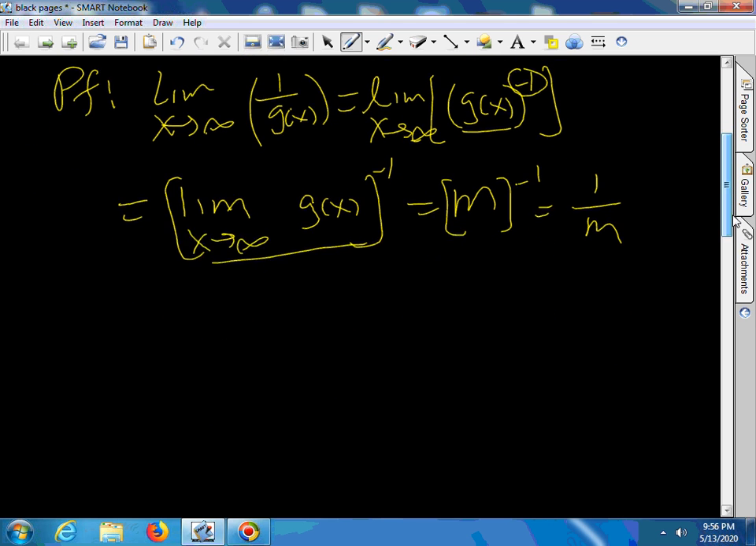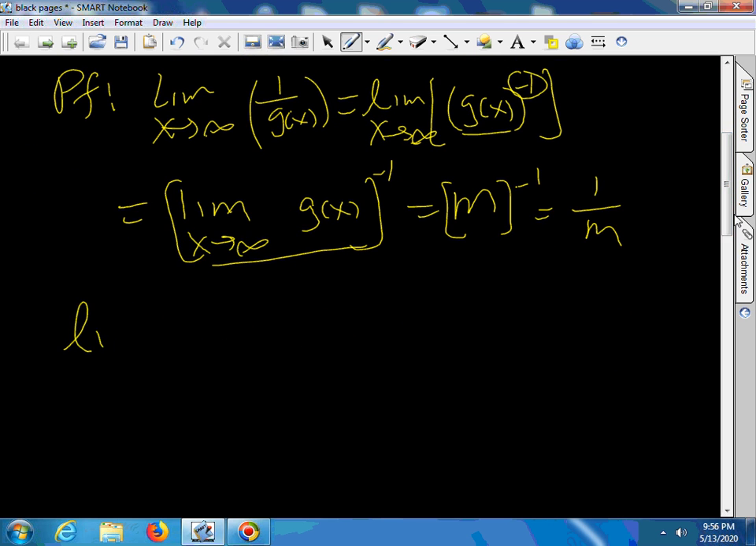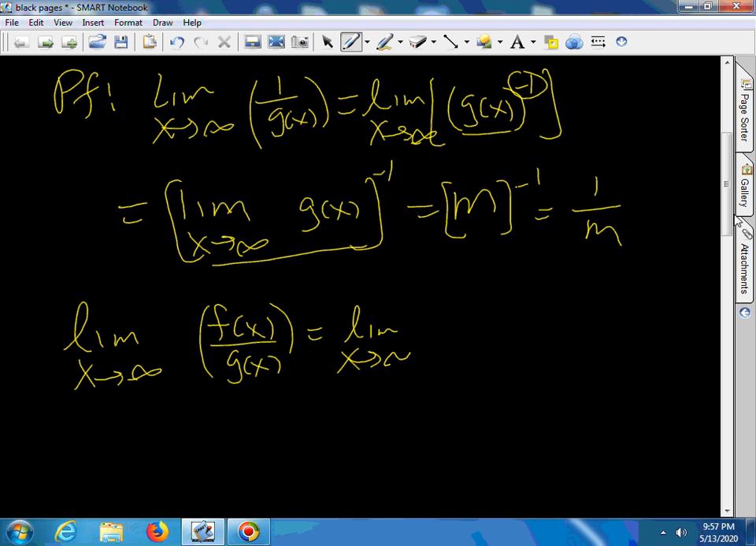Okay, armed with that, we have no problem doing this proof. The limit as x goes to infinity of f of x over g of x. Well, I want to write that as a product. This is equal to the limit as x goes to infinity of f of x times 1 over g of x. So now it's a product. F times 1 over g of x.